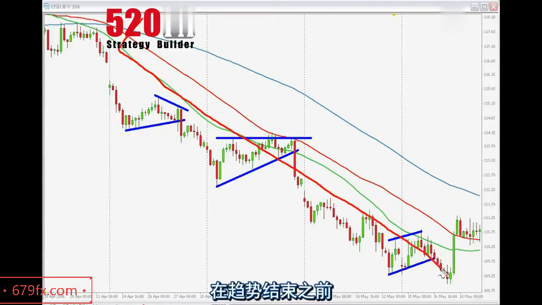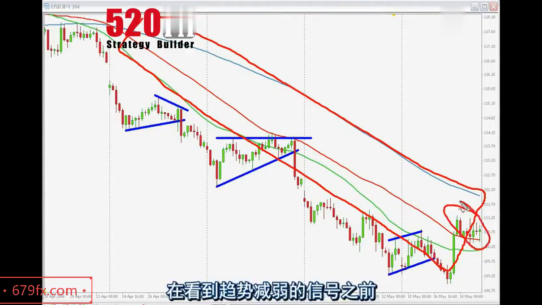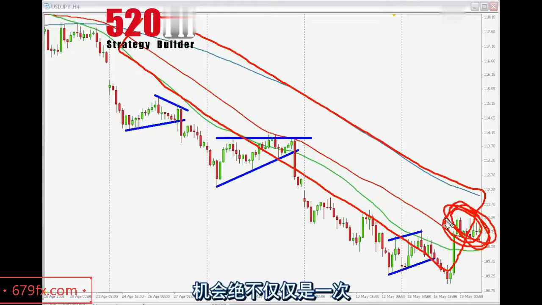Until the trend is over, until you see signals of weakness in the trend, don't hesitate to take multiple entries on it every time they present themselves.